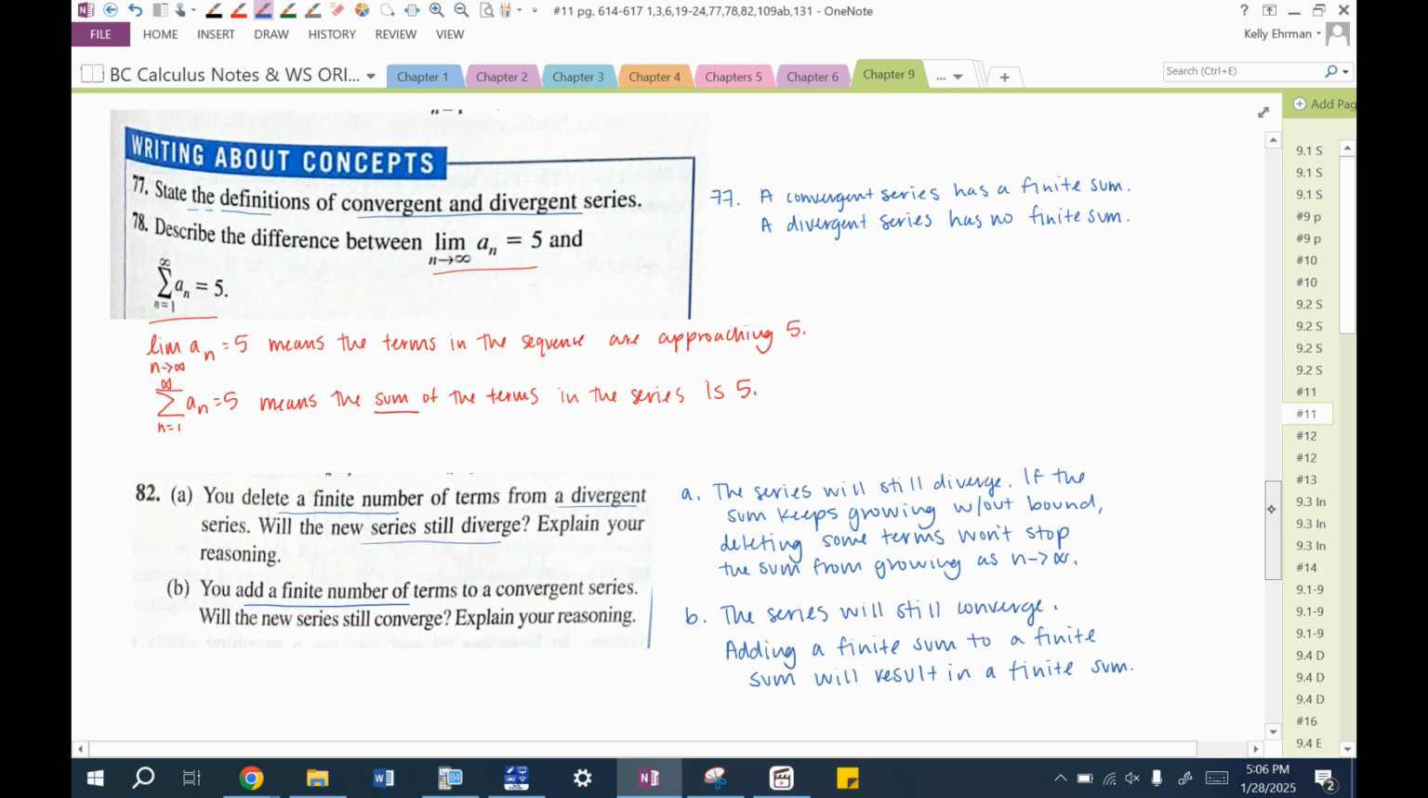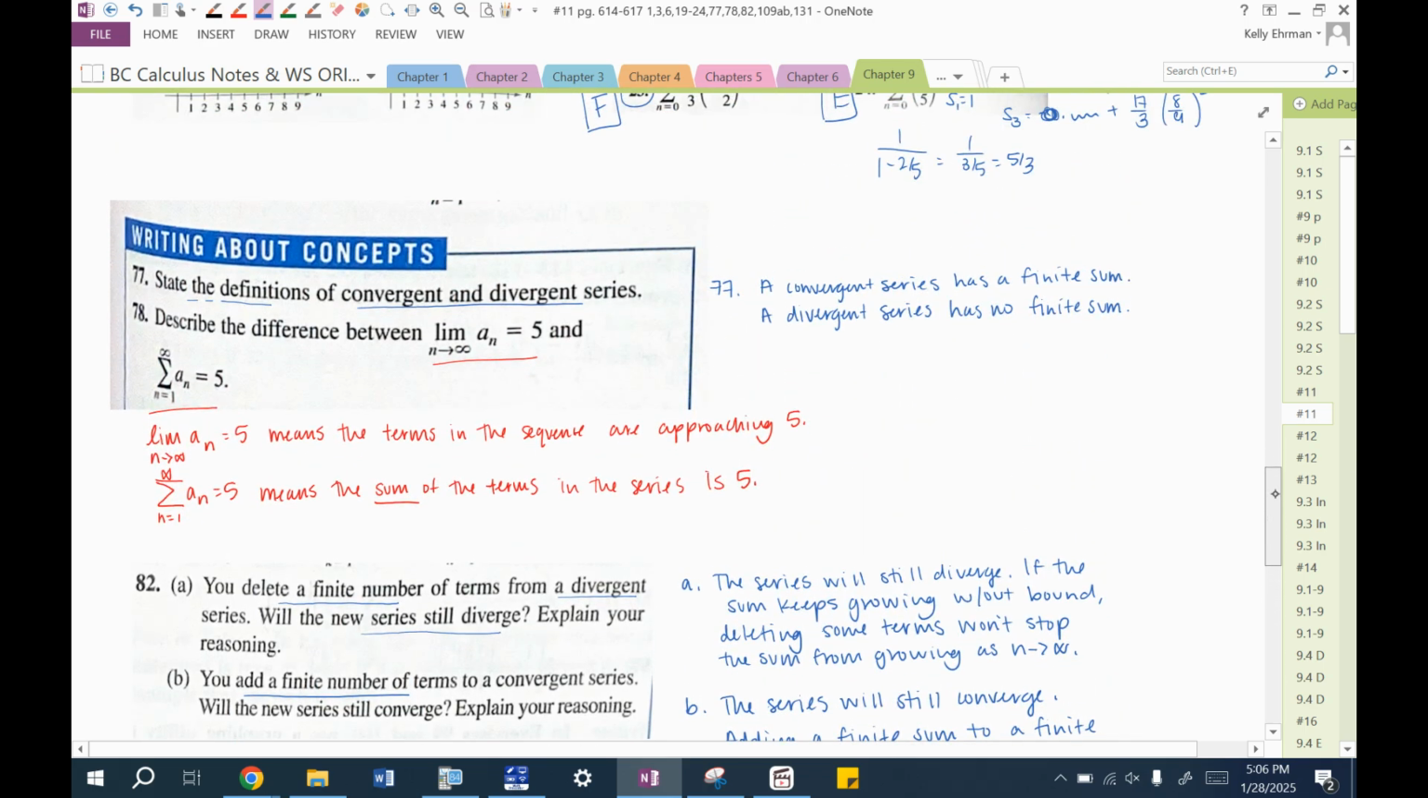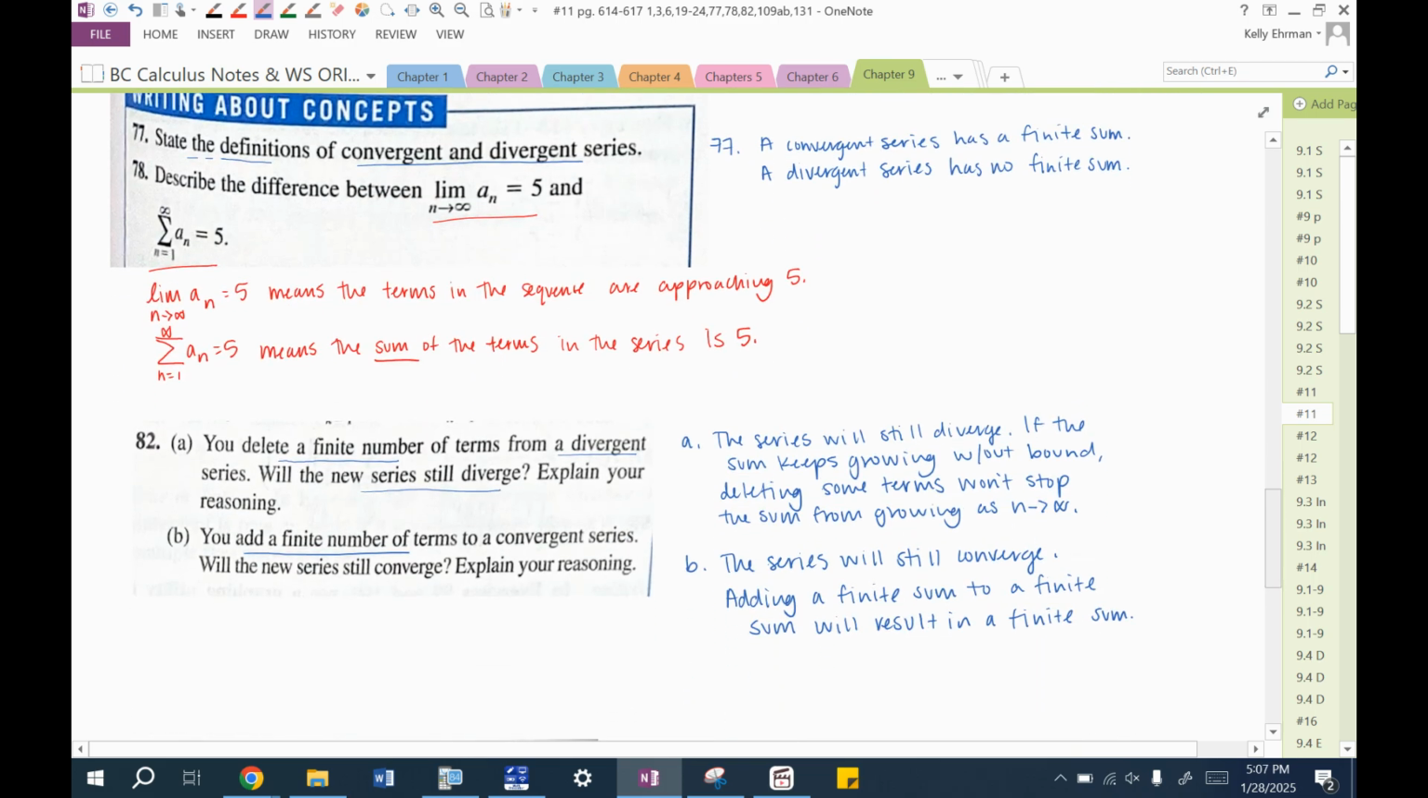All right. I left my writing on here because I just wanted to explain what I wrote for these last few. State the definitions of convergent and divergent series. So if a series converges, it means that the series has a finite sum, like you get a number answer for the sum. A divergent series has no finite sum. It just continues growing without bound.